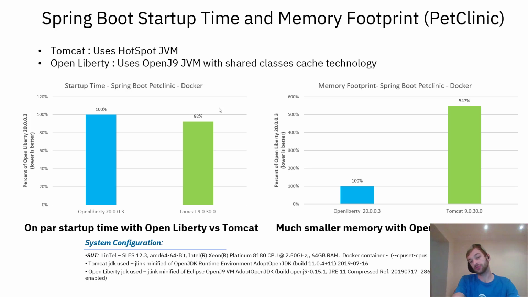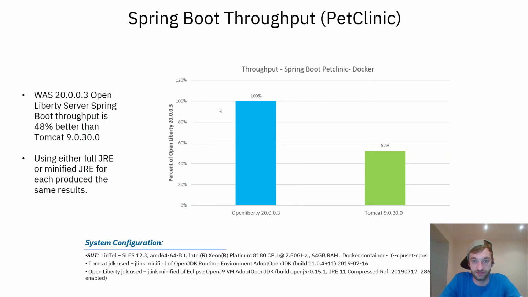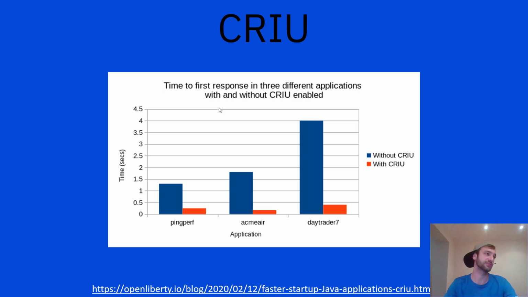If we look at startup time and compare OpenLiberty, yes, Tomcat is slightly faster, and I say slightly. But if you look at memory footprint, OpenLiberty has nearly 5 times less memory footprint than Tomcat does with Spring applications. And look at throughput. OpenLiberty has nearly double the throughput. And when it's only a slight difference in startup time, I believe the other two metrics outweigh that one.